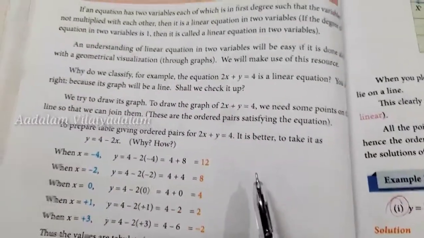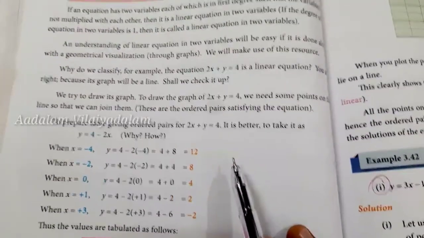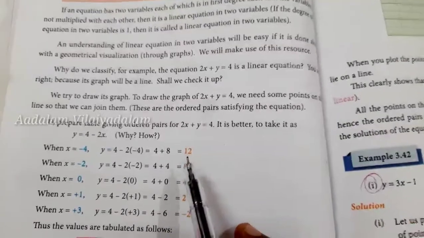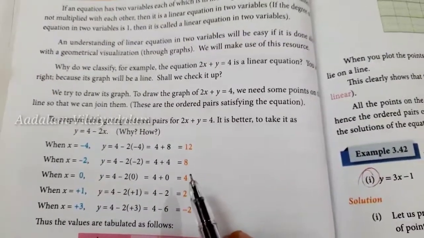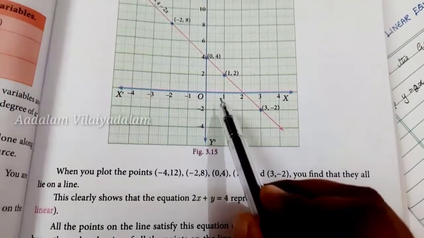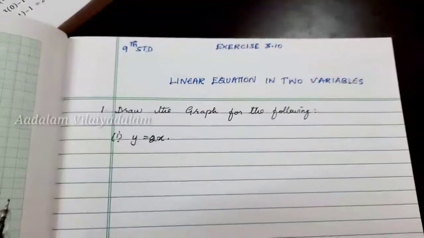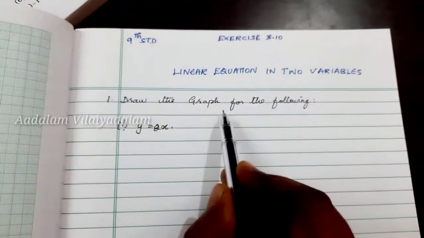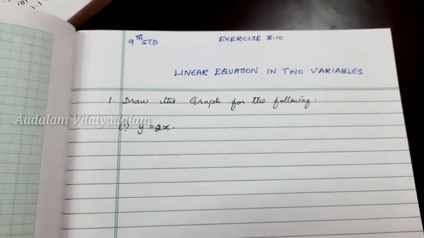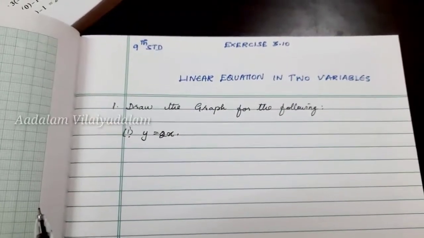To solve this linear equation in two variables, we randomly choose numbers, taken near the margin or near the y-axis, that is minus 1, 0, 1. Now the question is, draw the graph for the following. The first question, y equal to 2x. Here y is one variable and x is another variable.